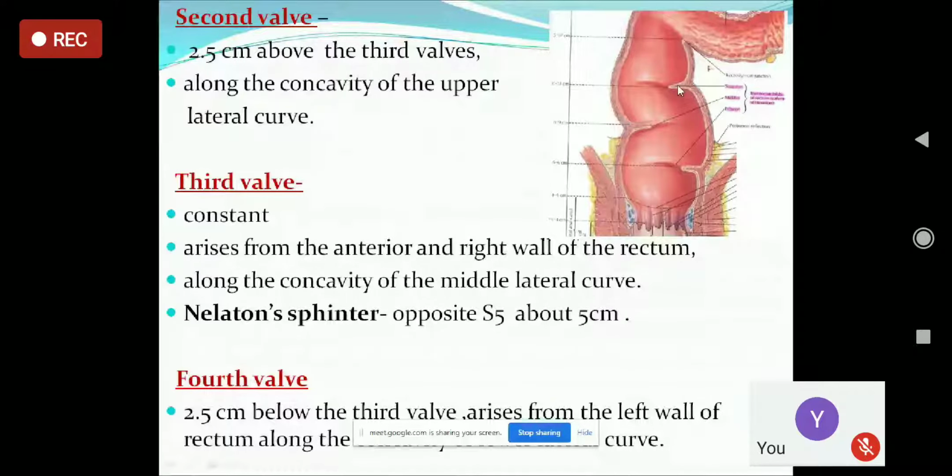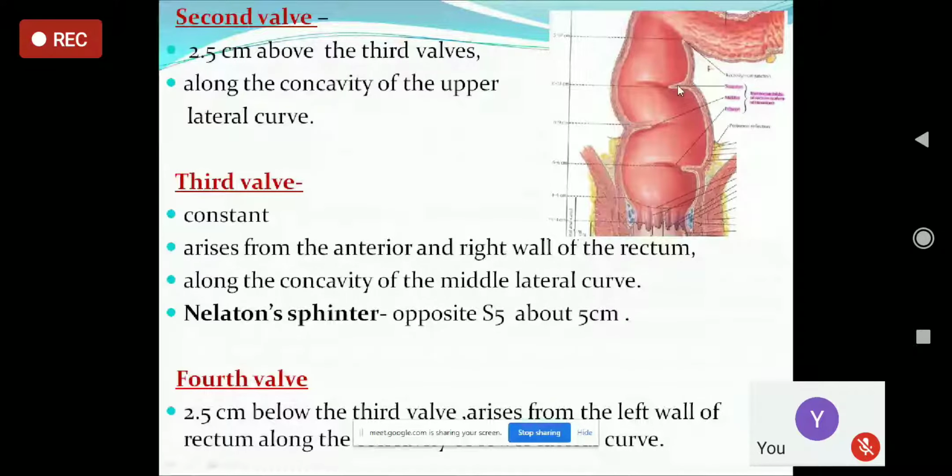So when you have to write about these valves, the rectal valves, you have to draw this convexity: upper lateral, middle, and lower convexity. On the middle of the upper right, you have to draw the second valve. On the middle of the middle convexity, you have to draw the third valve, and the fourth one on the lower left convexity. So these are the valves.